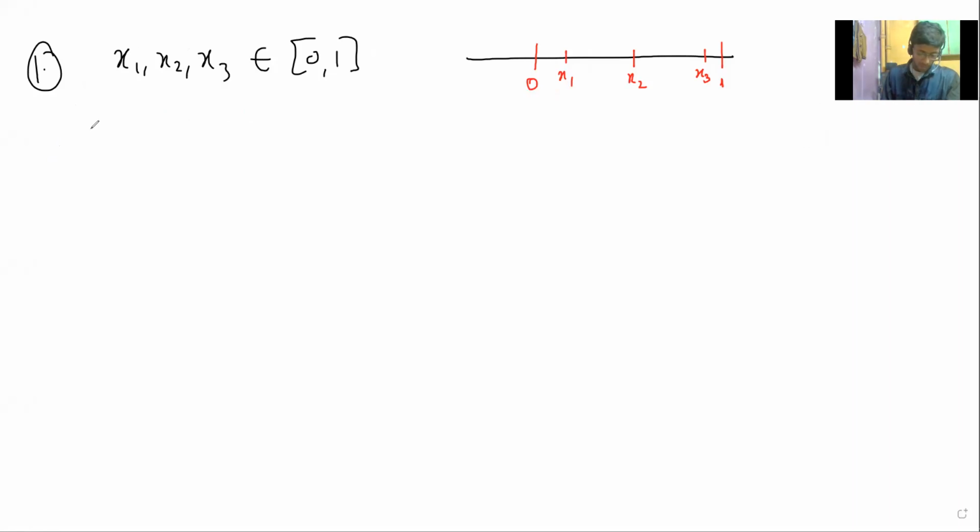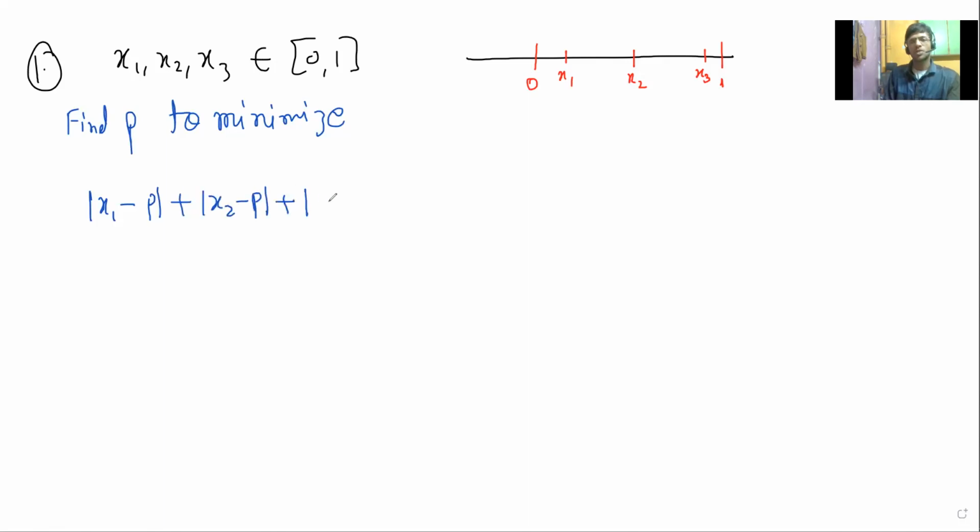So basically, I'll just say, given x1, x2, x3, find P to minimize. This time we want to minimize some modulus. This is also called the taxi cab distance. Okay? And there is a reason, but let's not go into that. But here they're calling it absolute optimal. Yeah, because absolute values you're optimizing on.